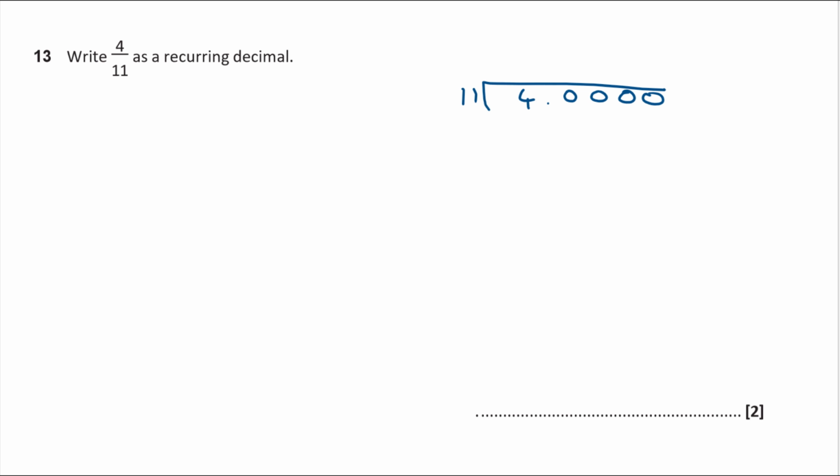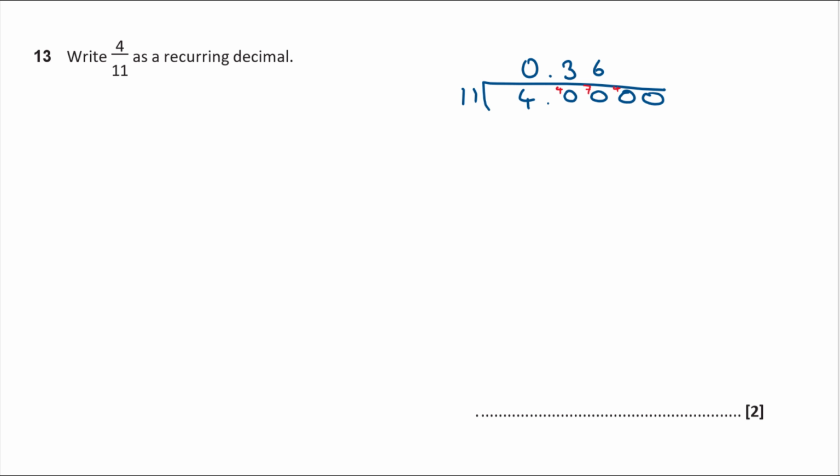So 11's into 4 don't go, that goes 0 times. 11's into, so carry a 4 over. 11's into 40, that goes 3 times. Remainder what? So 3 11's are 33. So the remainder is 7. And then we've got 11's into 70. That goes 6 times, because 6 11's is 66. So the remainder is 4.